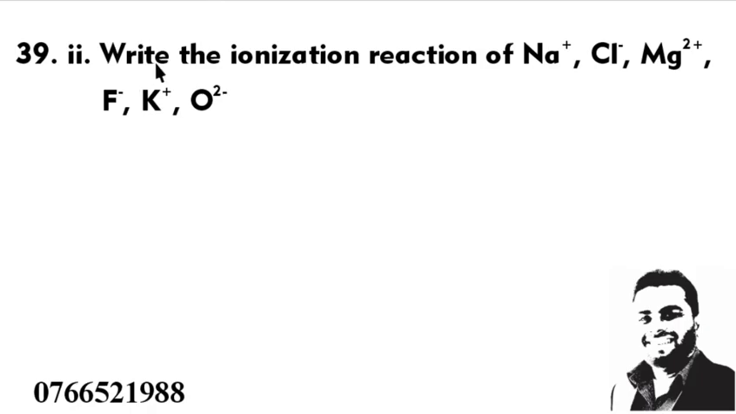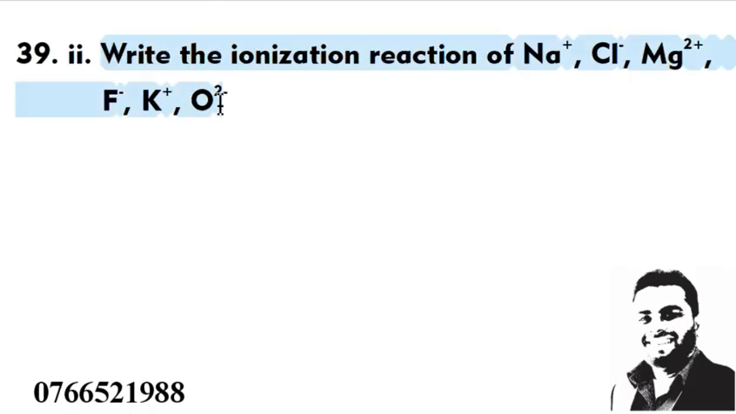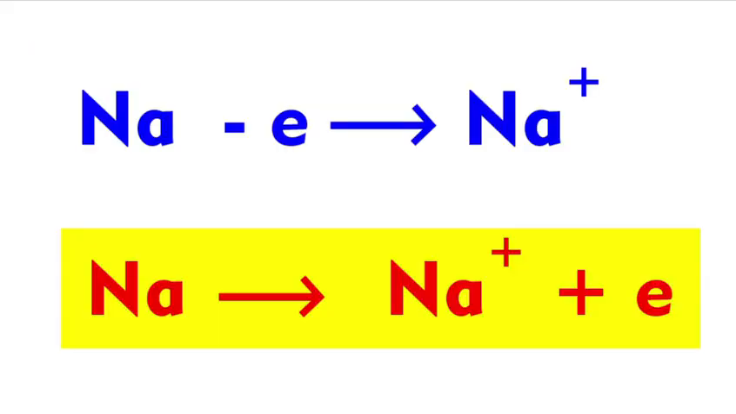And then next is the ionization reaction of sodium plus, chloride minus, Mg2 plus, and so on. Let's see how to write the ionization reaction. So the whole thing, what you represent here, the ionization, we can show it in a simple way by using an equation. We can show this whole story with an equation like this, the ionization. Ionization means becoming an ion from a neutral atom.